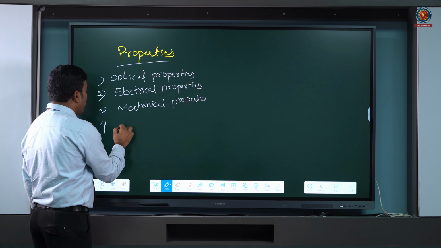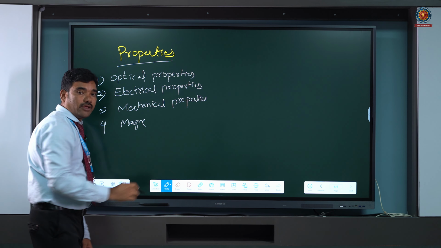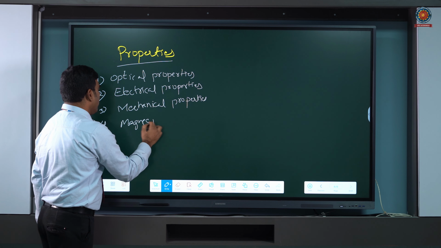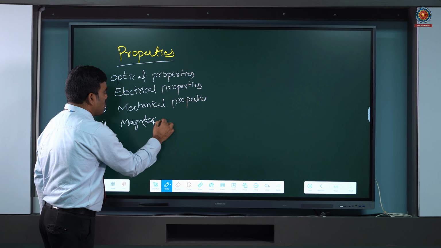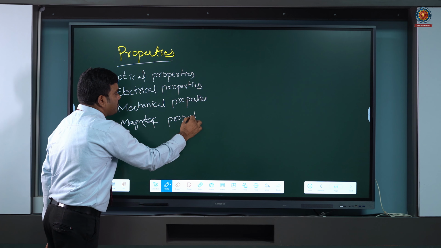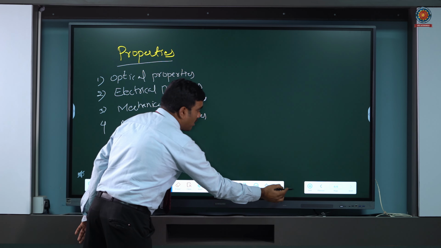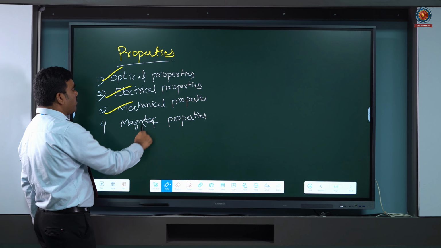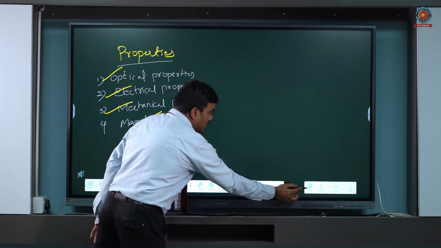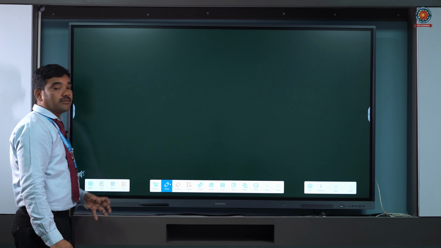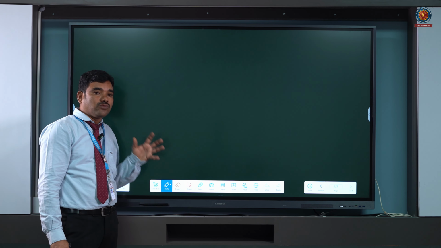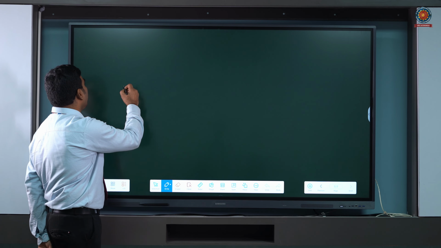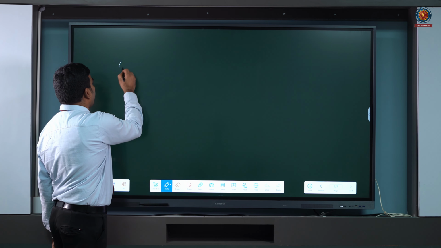Fourth one is magnetic property. These are the optical properties, electrical properties, mechanical properties, and magnetic properties. These are the four properties. These four properties also depend on their size. First of all, optical property.